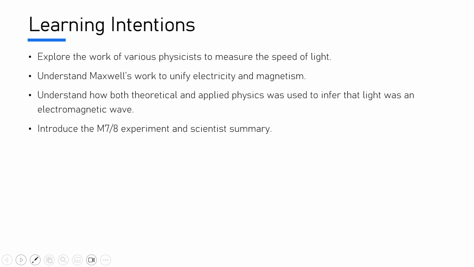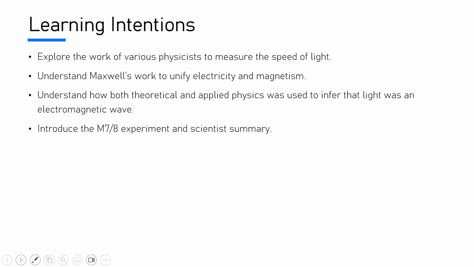So some key learning intentions. We're going to be looking at the work of various physicists who use lots of different kinds of methods to attempt to measure the speed of light. That body of work is actually quite closely linked to Maxwell's work to unify electricity and magnetism, and the overall conclusion that was made about the idea of light being an electromagnetic wave, through which Maxwell's theoretical work and the applied physics of all of these scientists who measured the speed of light started to come together.